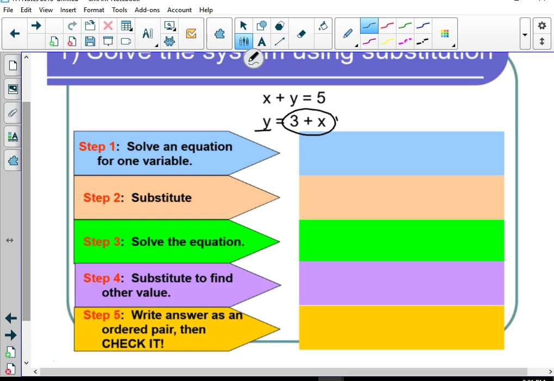Now, could you solve this one for x or y? Yeah, you can move something over. But why do it when this one's already done for you? Try to find the easiest. Be like water. Water always finds the easiest route through something. Find the easiest path. Okay?